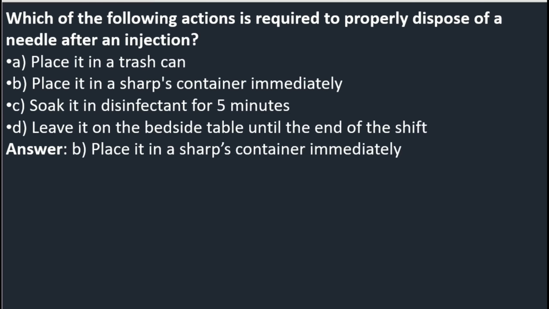Question 6. Which of the following actions is required to properly dispose of a needle after an injection? Option A. Place it in a trash can. Option B. Place it in a sharps container immediately. Option C. Soak it in disinfectant for 5 minutes. Option D. Leave it on the bedside table until the end of the shift. Answer is B. Place it in a sharps container immediately.